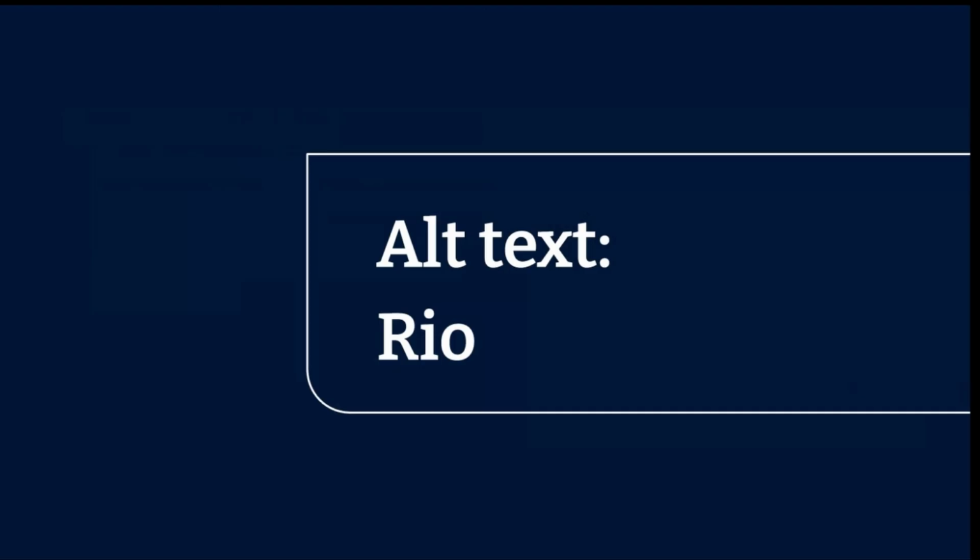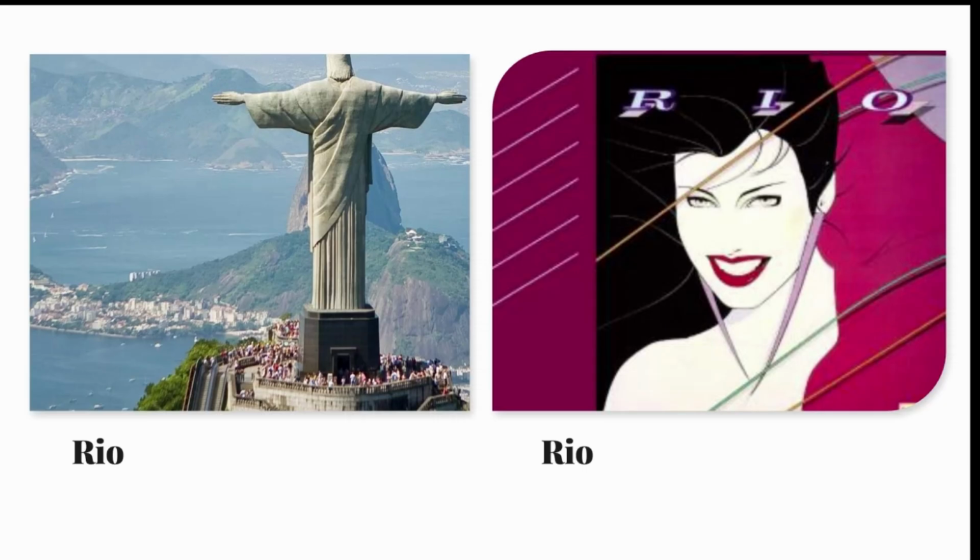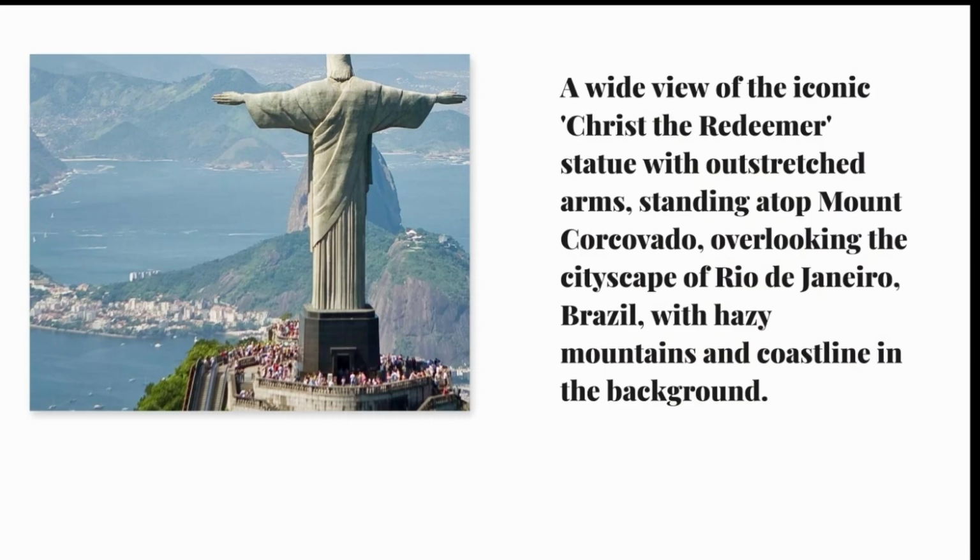We have Rio. If you know me, you might guess what's coming up next. So this is Rio, very valid. And then we have Rio, right? They're both Rio, but very different images. So this one is a very descriptive image. This might be in a tourism magazine or something: a wide view of the iconic Christ the Redeemer statue, outstretched arms standing atop Mount Corcovado, overlooking the cityscape of Rio de Janeiro, Brazil, with hazy mountains and a coastline in the background. Again, this text would be for something like a travel journal.